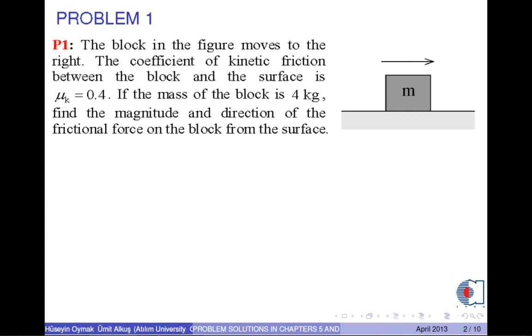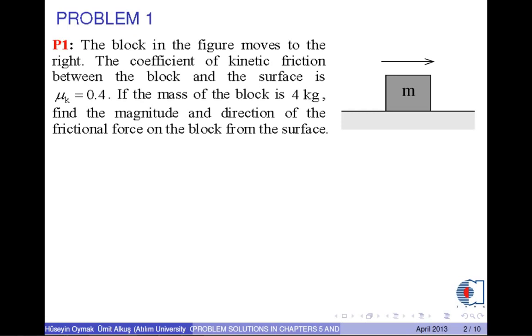In this problem, we are given a three-dimensional block which is in the shape of a rectangular prism, and it moves to the right on the two-dimensional plane-shaped surface. The coefficient of kinetic friction between the block and the surface, which is denoted by mu k, is equal to 0.4.